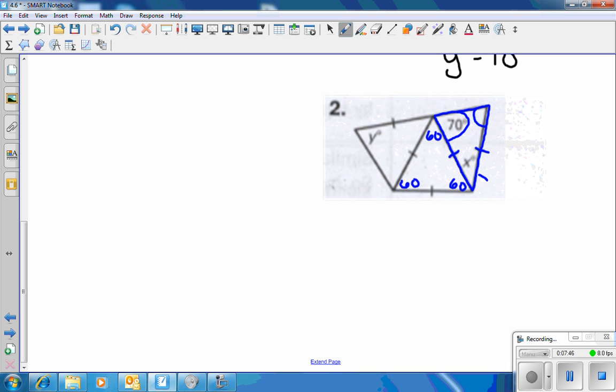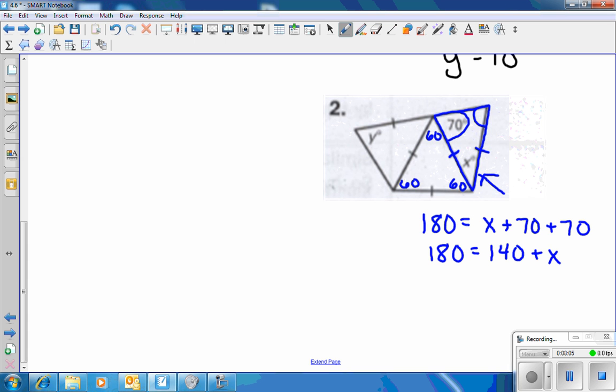So can I find x? Right, because you told me that they all add up to be 180, and I have 70 plus x plus another 70 because the base angles have to be the same. So I've got 180 equals 140 plus x. Subtract 140, I get 40 equals x. So I've got my x.